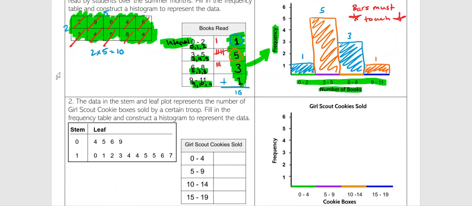All right, next up we have data in a stem and leaf plot. And these can be a little tricky to read if you don't know the trick.